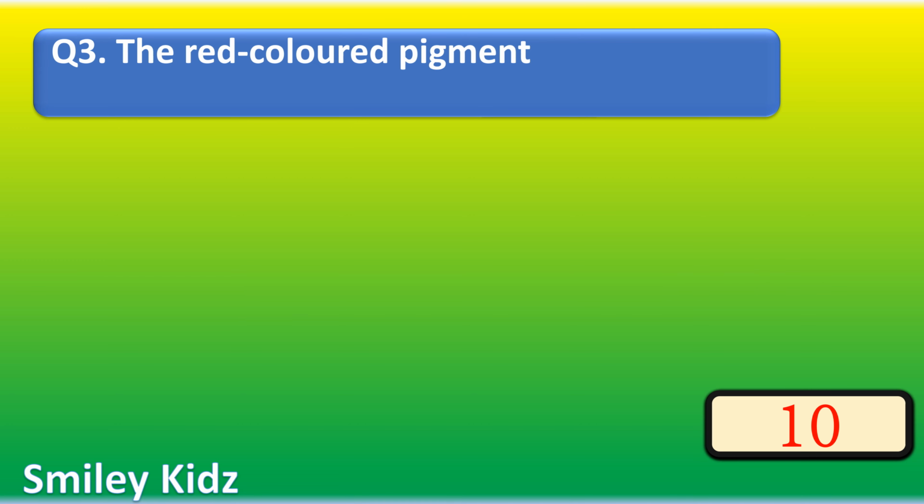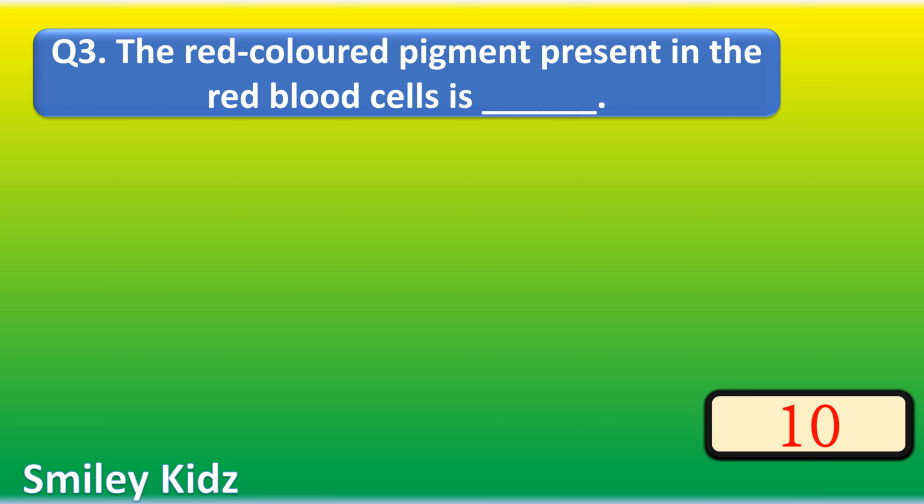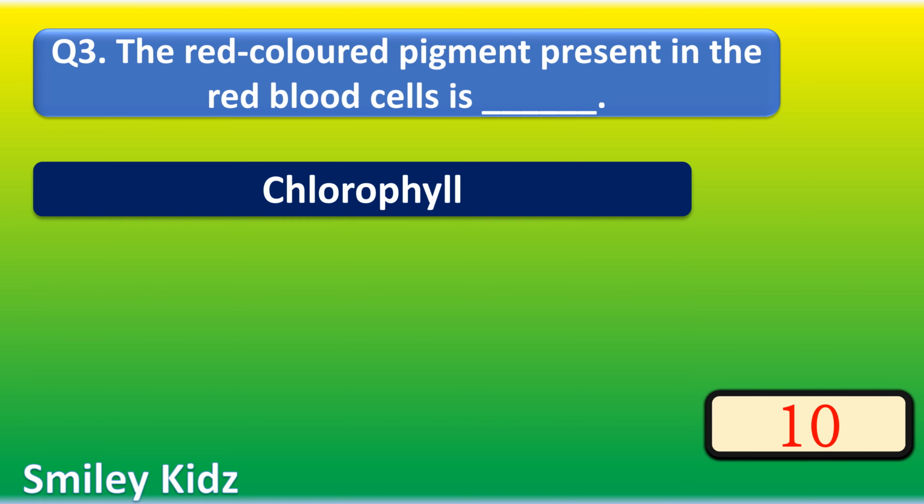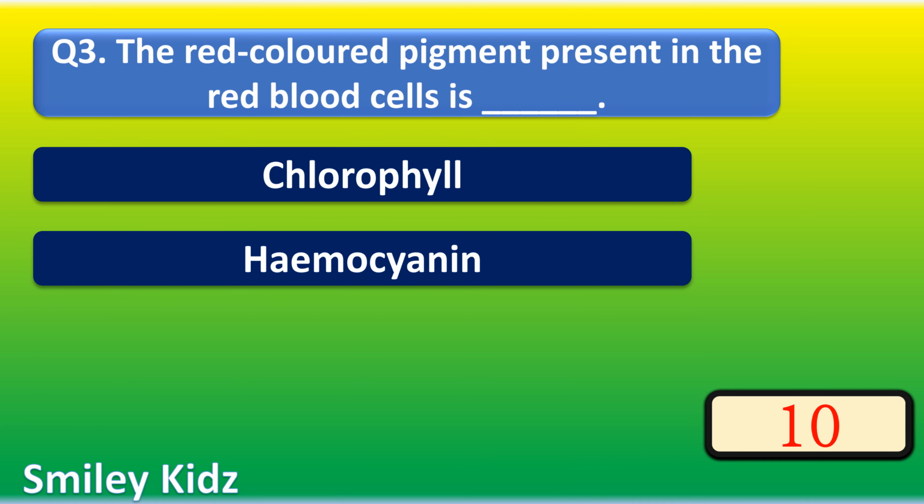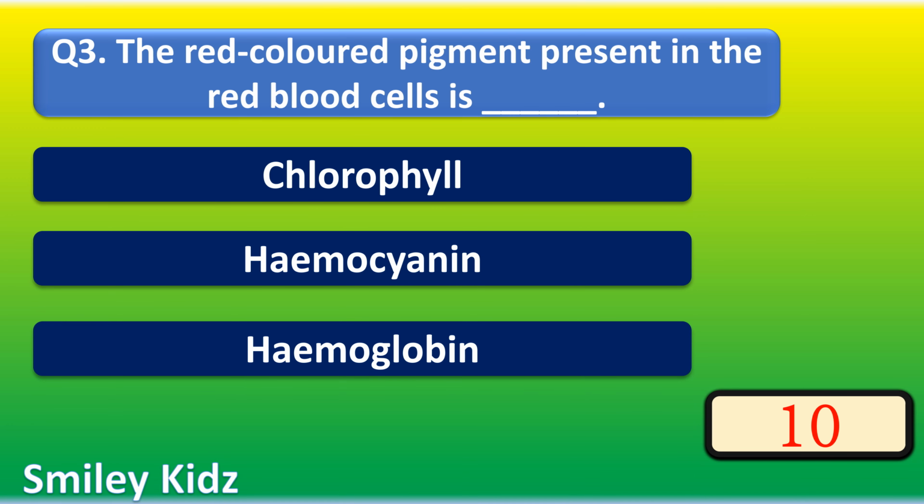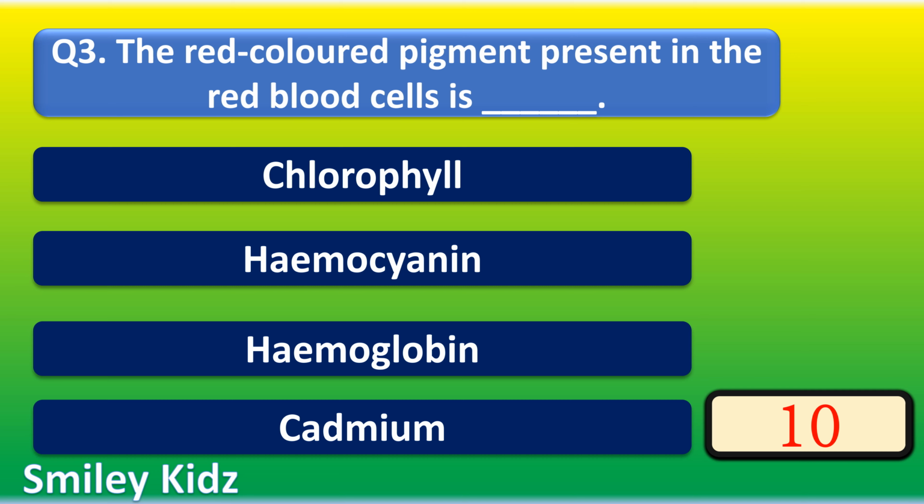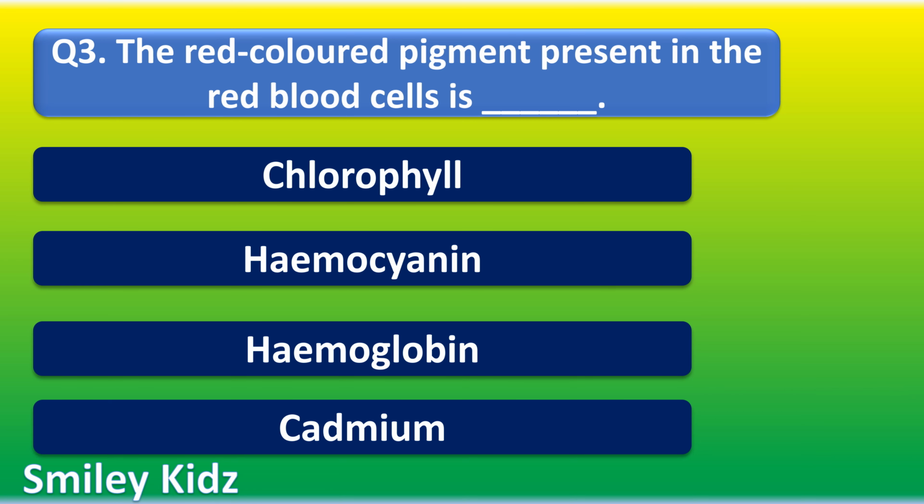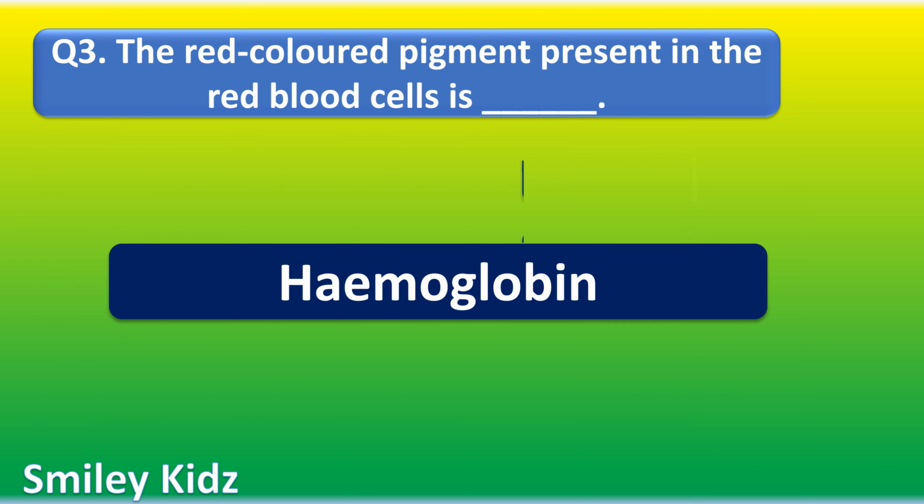Moving to question number 3. The red colored pigment present in the red blood cells is dash. Option A chlorophyll, option B hemocyanin, option C hemoglobin and option D cadmium. Your time starts now. Your time is up. And the right answer is hemoglobin. The red colored pigment present in the red blood cells is hemoglobin.